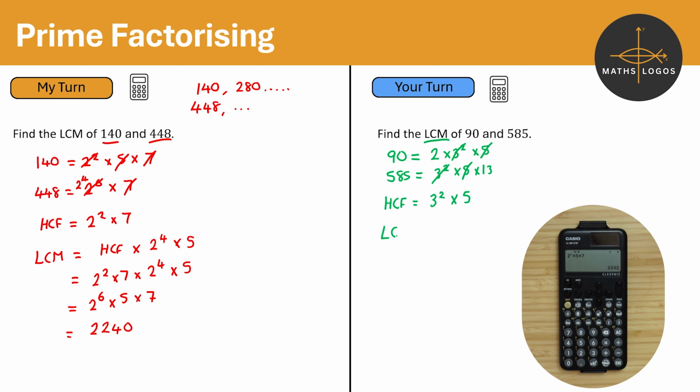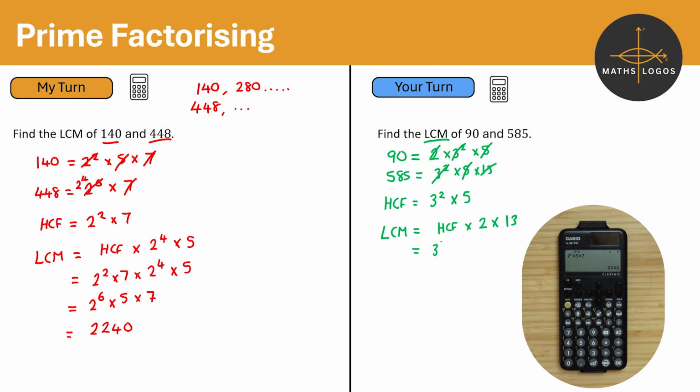And then my lowest common multiple is my highest common factor multiplied by whatever is left over. Well, let's look at whatever was left over. This factor of 2 is left over, so I'll add that in. And this factor of 13 is also left over, so let's add that in as well. The lowest common multiple is equal to my highest common factor.